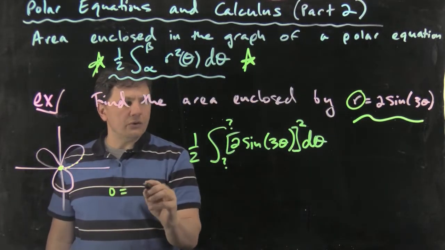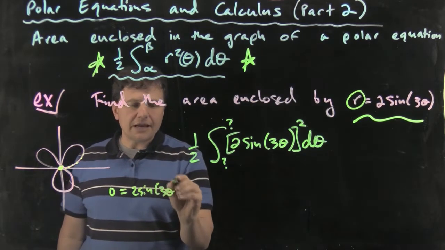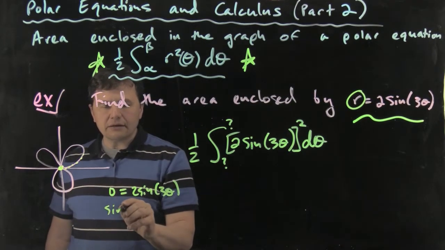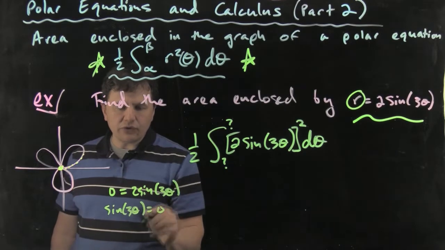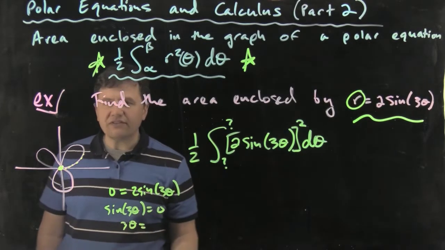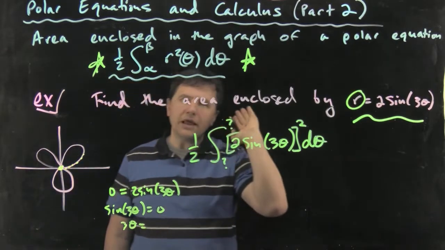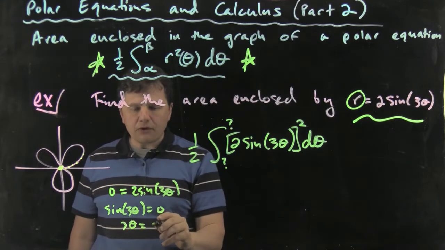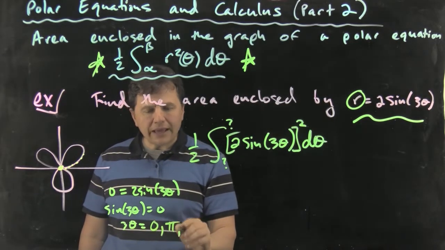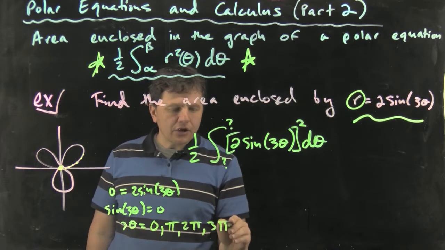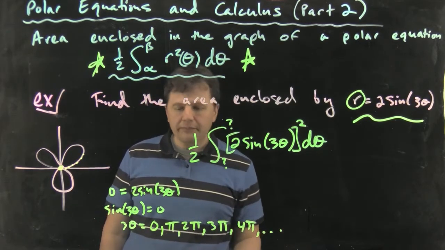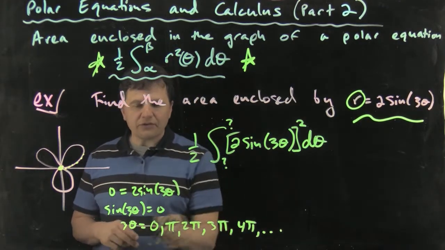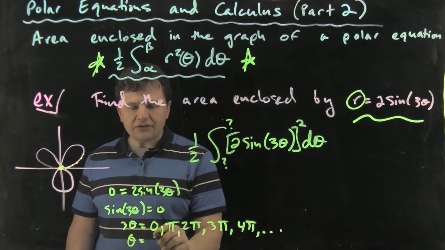So if we go 0 is equal to 2 sine of 3 theta, now divide both sides by 2, I get sine of 3 theta is equal to 0. Now let's think of when sine is equal to 0. Think unit circle, so it would be at 0, pi, 2 pi, 3 pi, etc. So we want to put a couple of these, 0, pi, 2 pi, 3 pi, 4 pi, and this will tell us everything we need. At some point, this thing's going to start overlapping on itself, and we want to see when that happens. So now to get theta, I'm going to divide these all by 3.